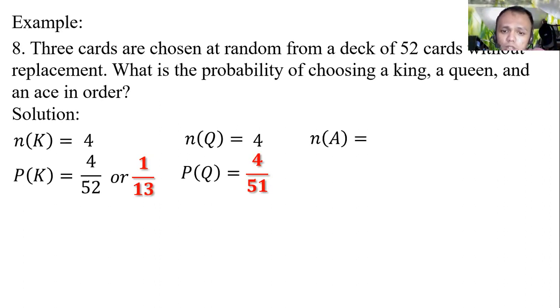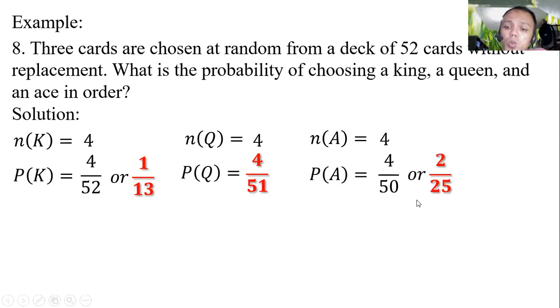Next, number of events of ace. Again, we have 4. And then, what is the probability? We have 4 over by 50 na. Why? Di natin binalik yung queen, kaya nabawasan ulit yung sample space ng 1, naging 50 na lang. So, we have 4 over by 50 or in lowest term, we have 2 over by 25.